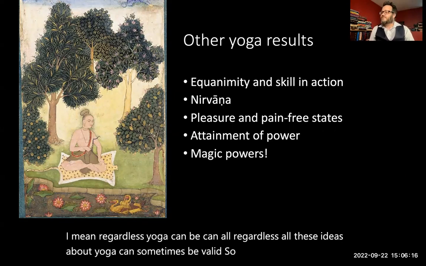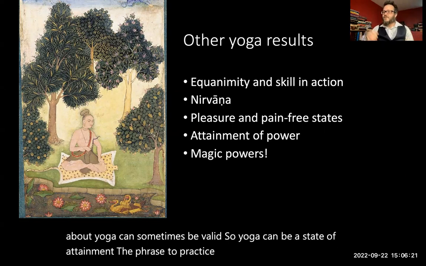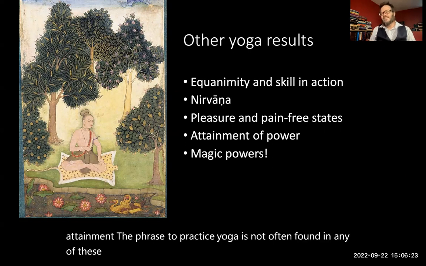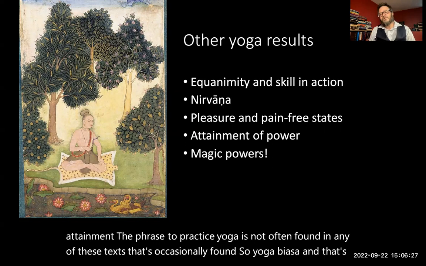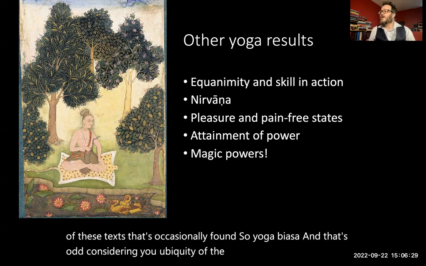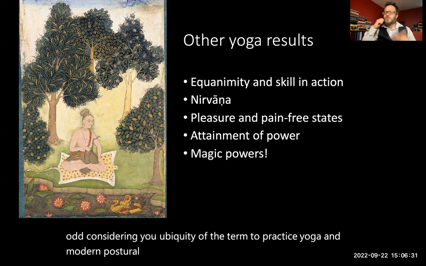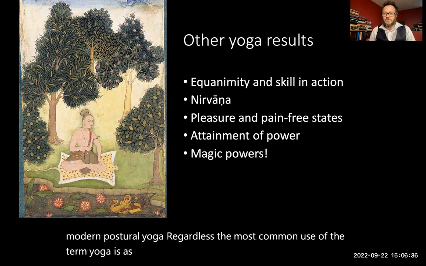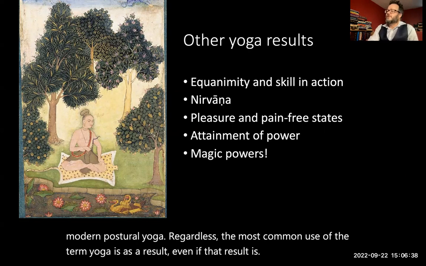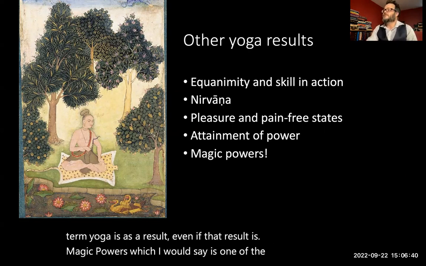So yoga can be a state of attainment. The phrase to practice yoga is not often found in any of these texts. That's occasionally found, so yoga abhyasa. And that's odd considering the ubiquity of the term to practice yoga in modern postural yoga. Regardless, the most common use of the term yoga is as a result, even if that result is magic powers, which I would say is one of the main results in yoga texts.